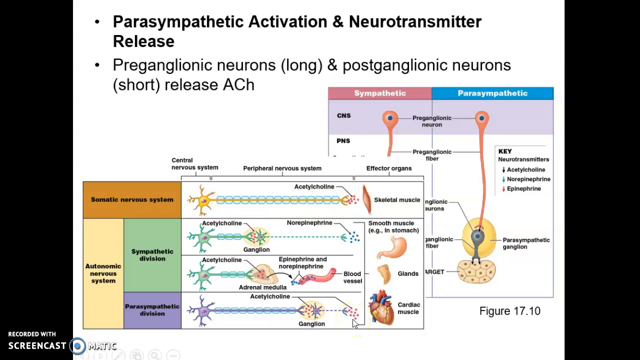Also in the parasympathetic division, release of acetylcholine. With the sympathetic division, preganglionic neuron fibers short, myelinated, postganglionic neuron fibers long, unmyelinated. Postganglionic neurotransmitter release is norepinephrine or epinephrine to hit the target organs.